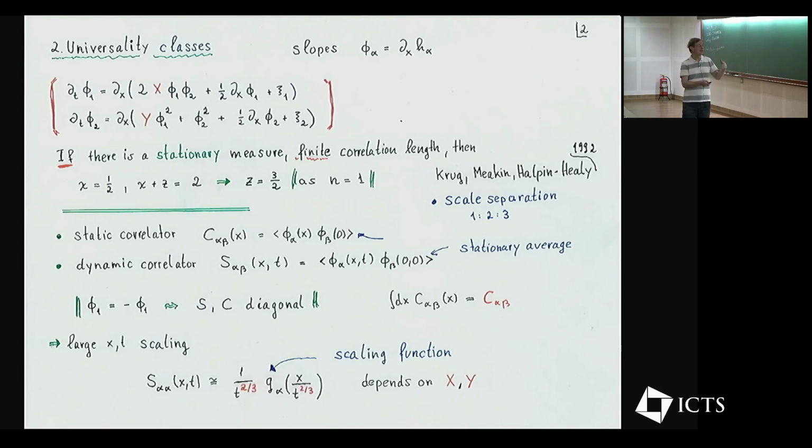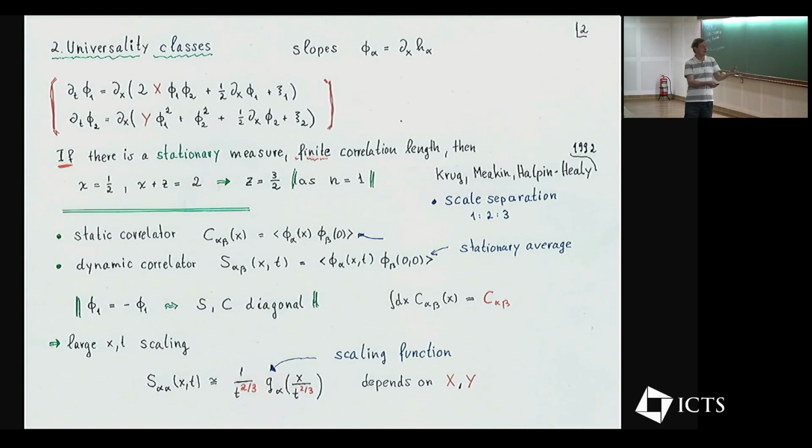And then, when I talked about scaling functions, the exponents are fixed already, but when I look at such a dynamic correlator, it's not separately a function of x and t, but it scales with this exponent t to the 2/3, so it will have this form. This prefactor comes because the integral over x has to be equal to 1, so that's just the normalization, but it just depends on x over t to the 2/3.